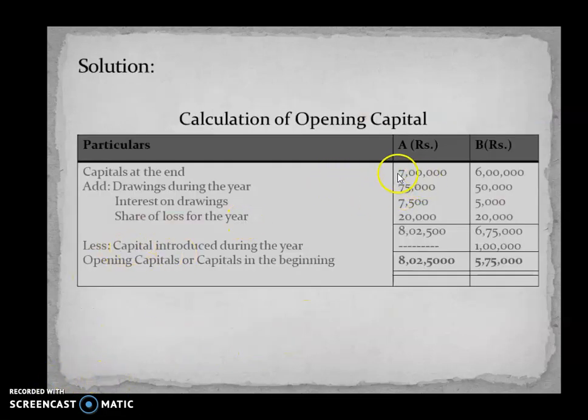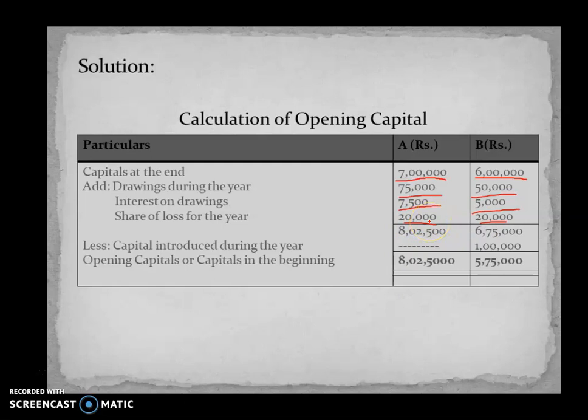Capitals at the end. This was given in the question. The question was the A's capital was 7 lakh, B's capital was 6 lakhs. Drawings, I told you this is something that what you are doing. You are withdrawing, you are spending. So, if you are spending something, you need to add it back. You added it back. Interest is something that you are spending. Loss is something that you are spending. So, this is something as the total.